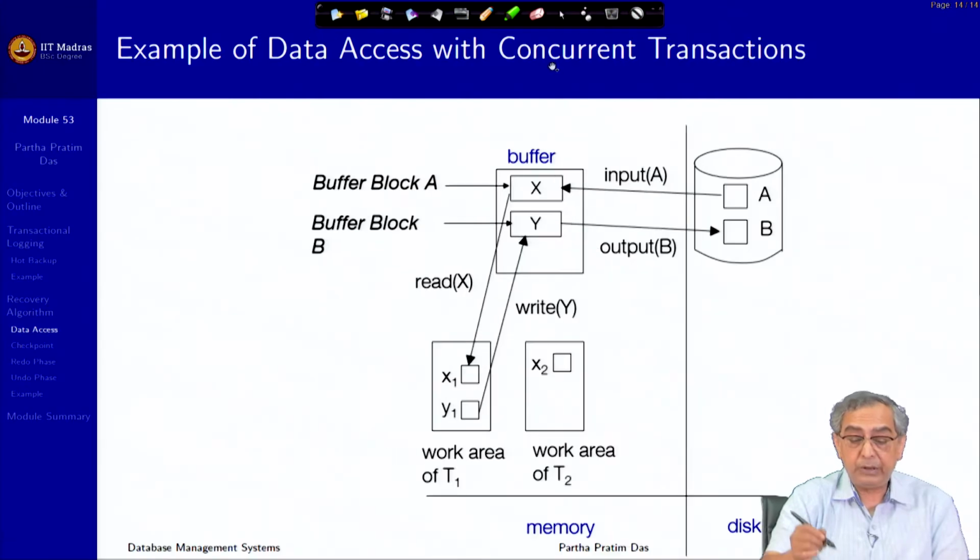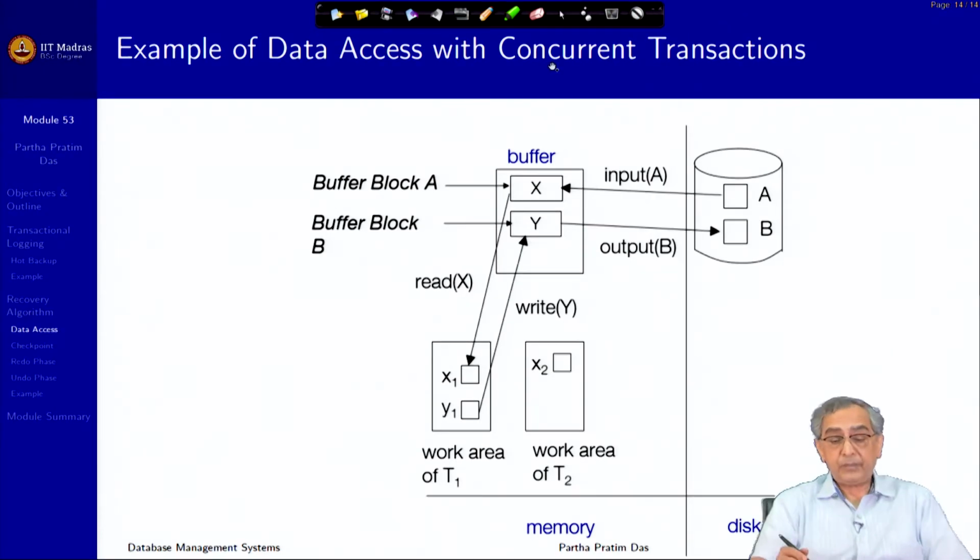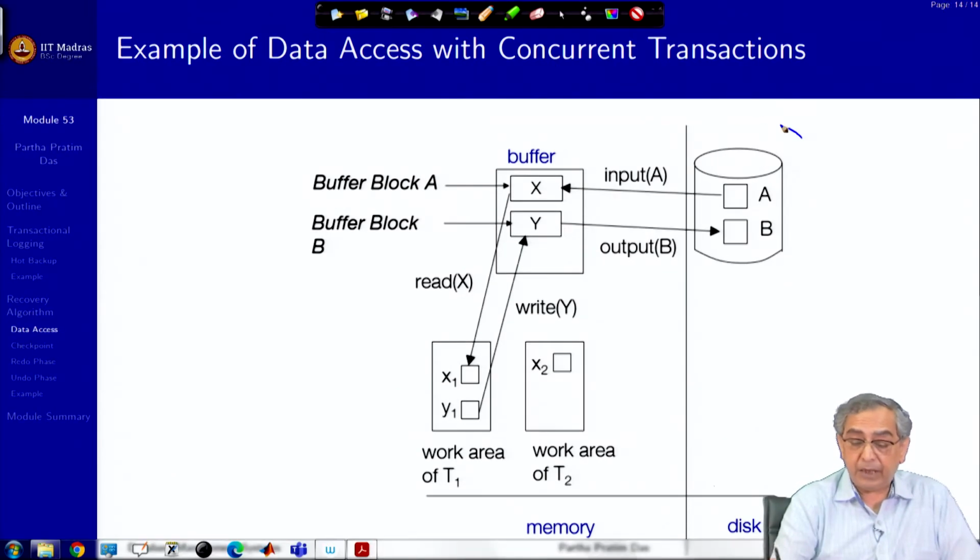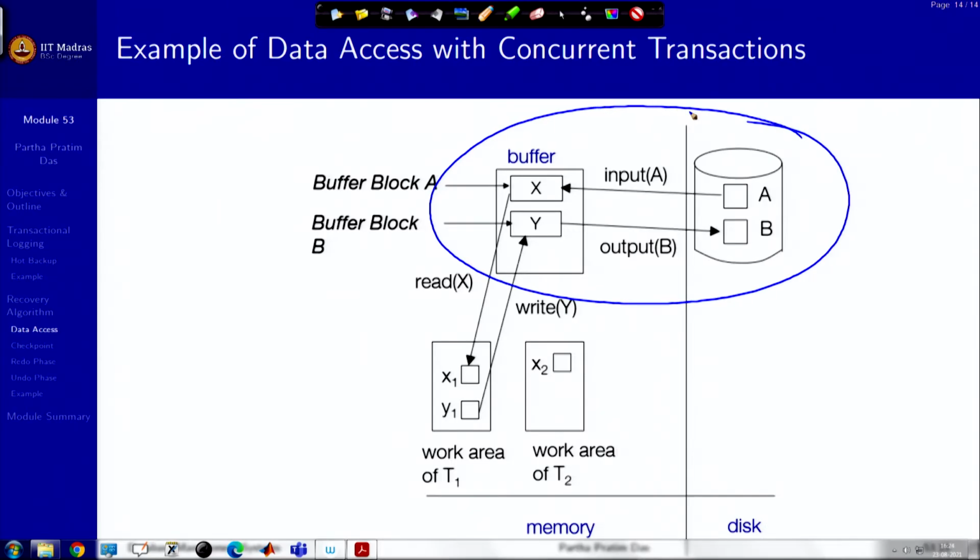Now, when we go to concurrent transactions, naturally this part remains the same, that you are still reading from the disk by block, and the memory buffer block may have the data of multiple transactions in the same buffer, but every transaction has its own separate buffer area.